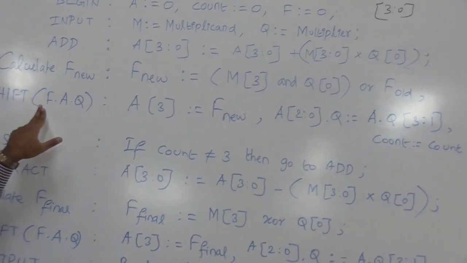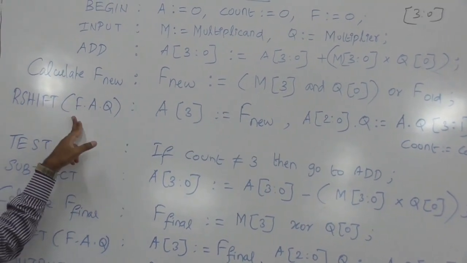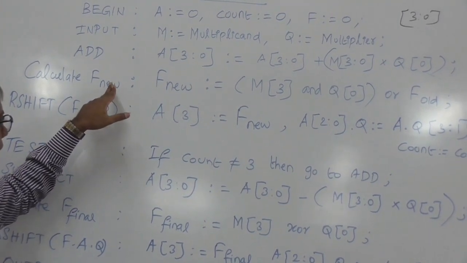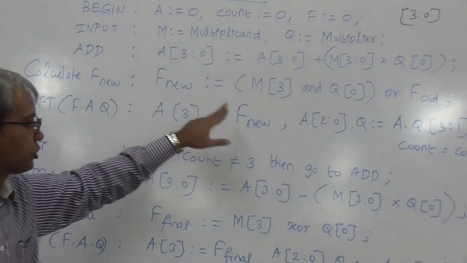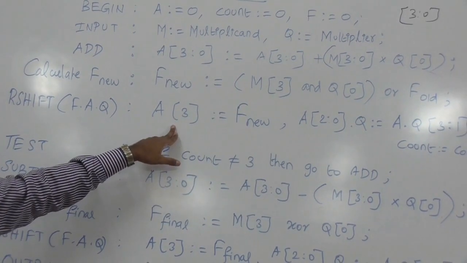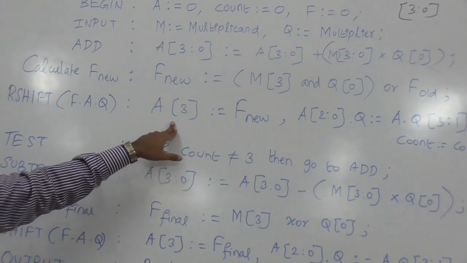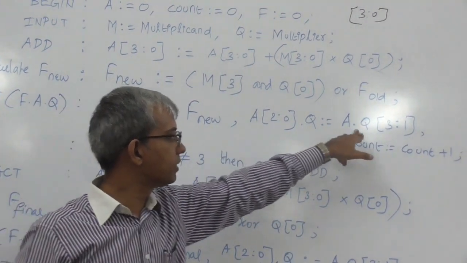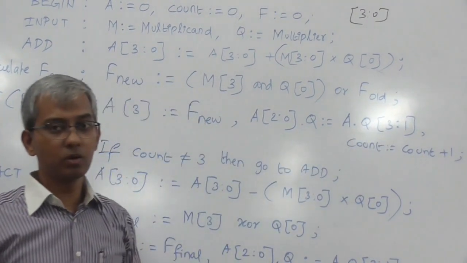For right shift, I have to use all three registers: F register, A register, and Q register. So the new value you calculated in the previous step should be placed in the sign bit of your A register, and then the remaining bits of your A register followed by Q register will be filled with A.Q[3:1].